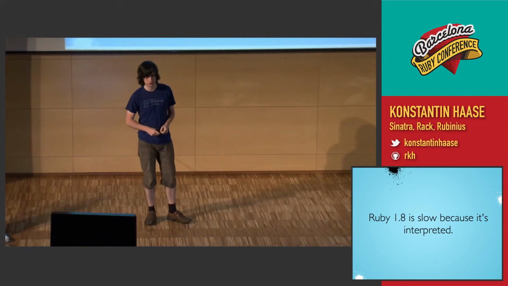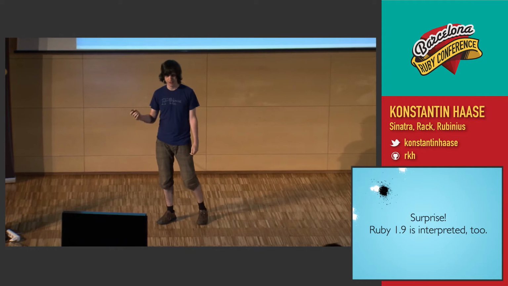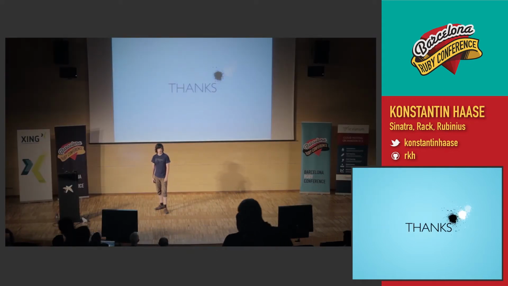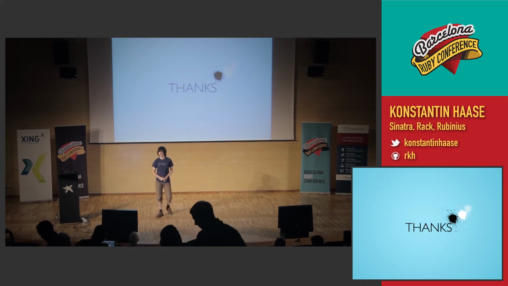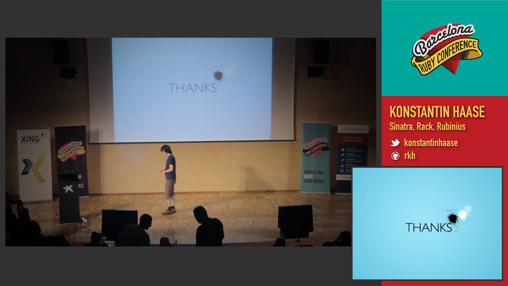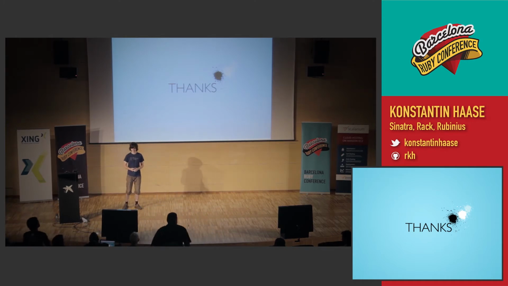Ruby 1.8 is slow because it's interpreted. But surprise, Ruby 1.9 is interpreted too. Thanks. Any questions? I'm just kidding.